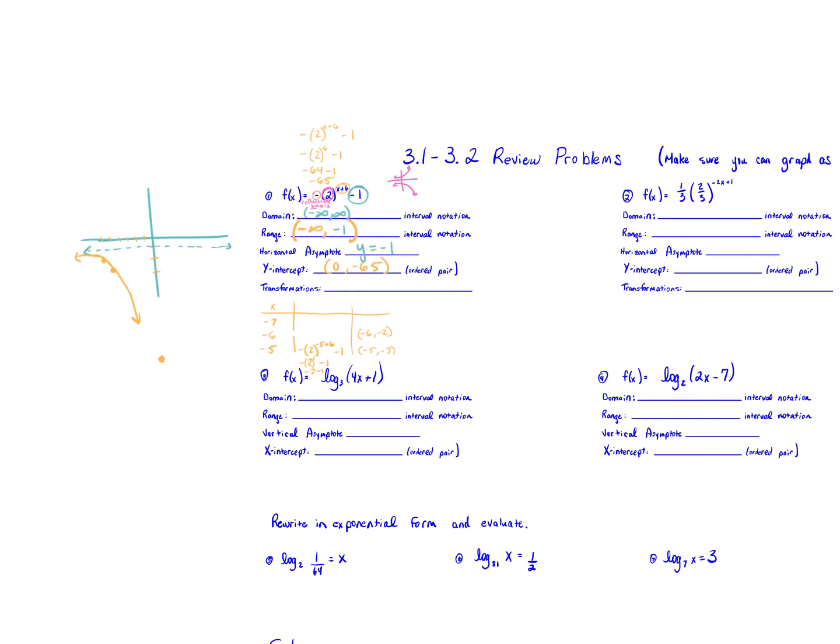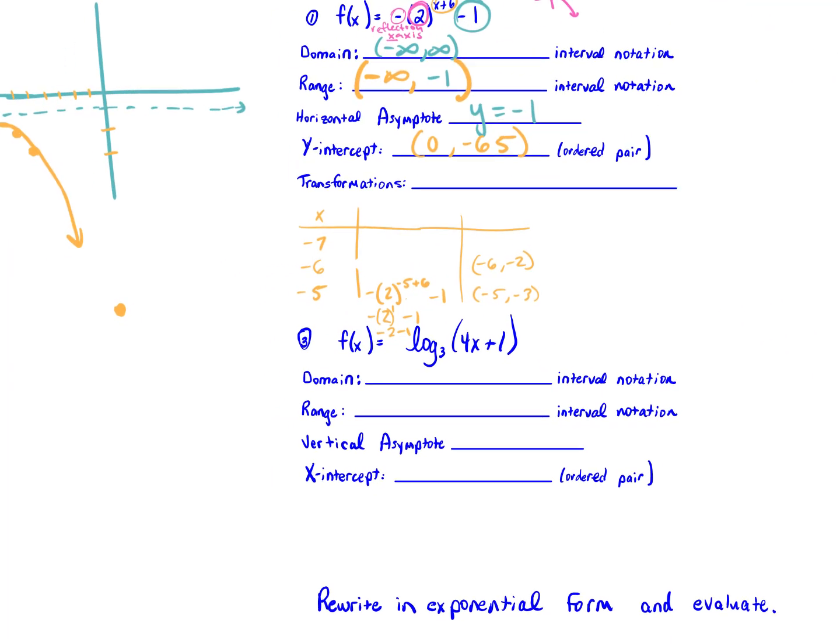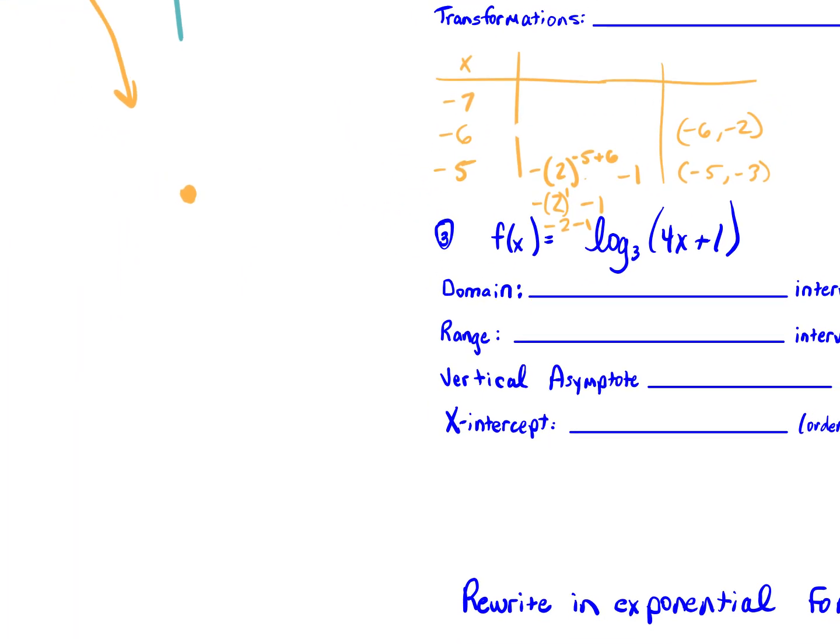Let's do a log one. Let's do number 3, but I'm actually going to change it from the last review. I'm going to make it a negative out front. So negative log base 3 of 4x plus 1. What's our range? Negative infinity to positive infinity, so that one's a given. How do we find our vertical asymptote and domain?